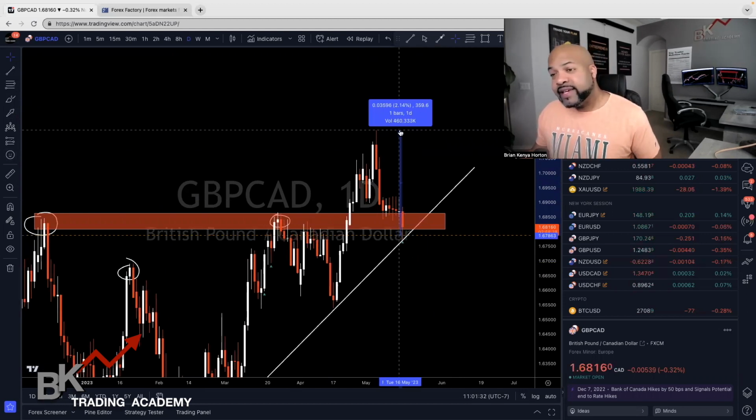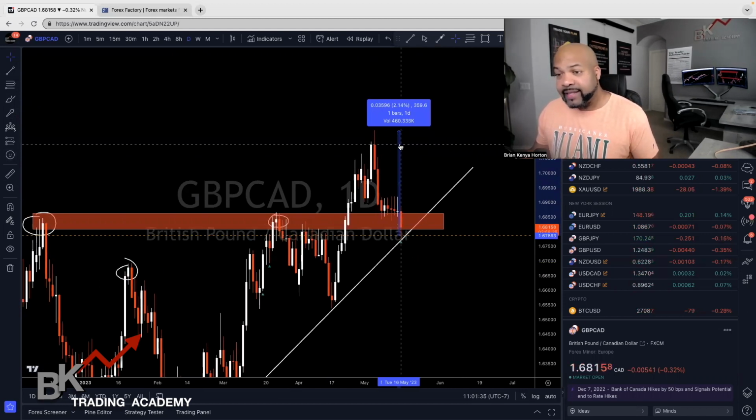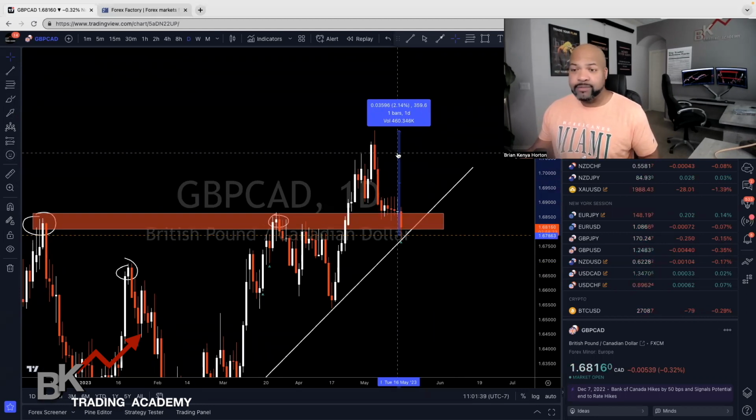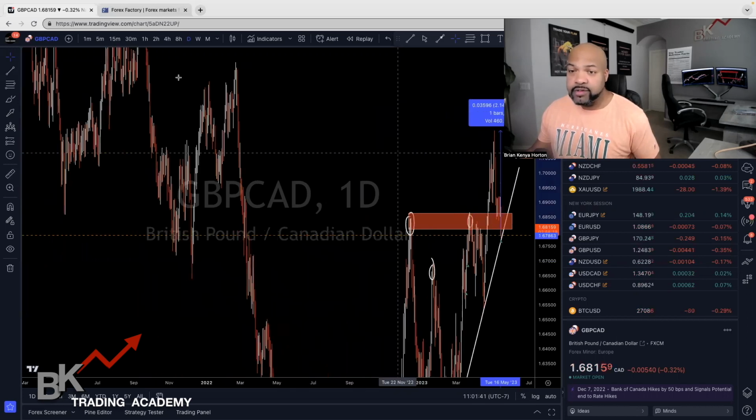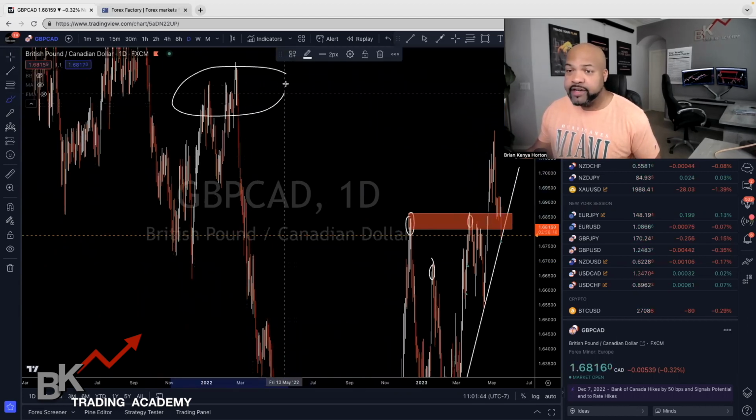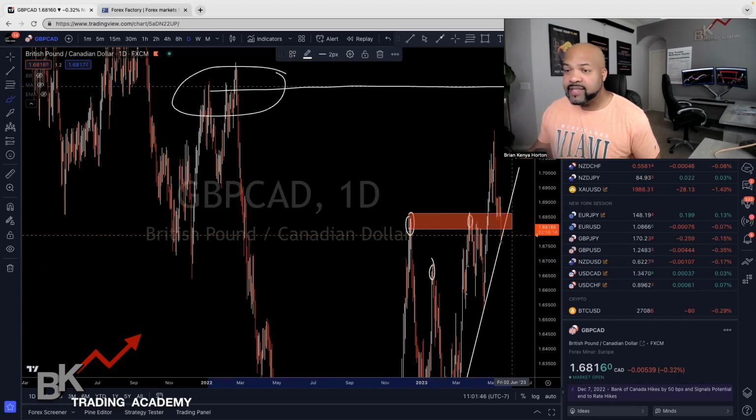Now, the likelihood of it reaching this high is very likely. It may take some time, but the reason why I say it's very likely is because I've identified an uptrend. I looked left for clues, seeing all of this price action here, and I think price will eventually get to this area again.